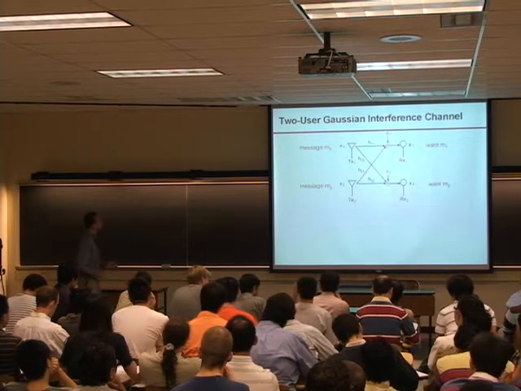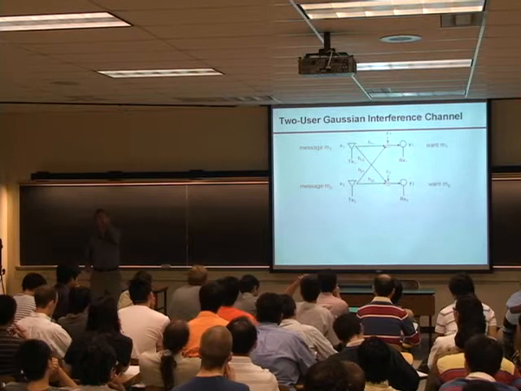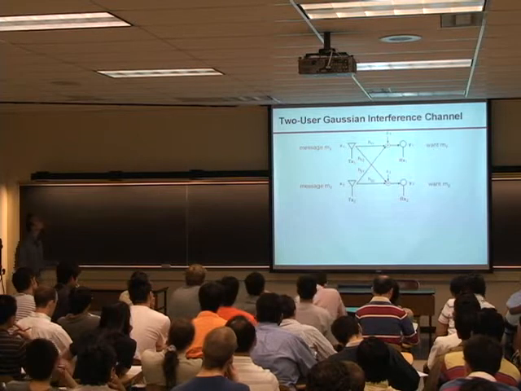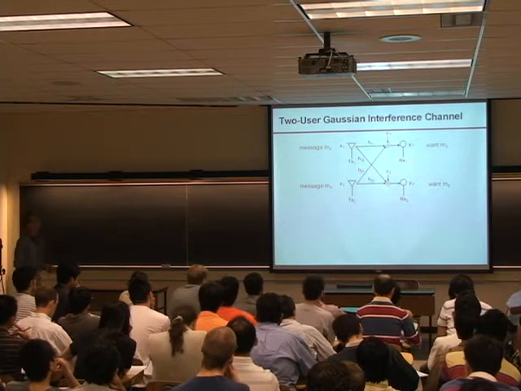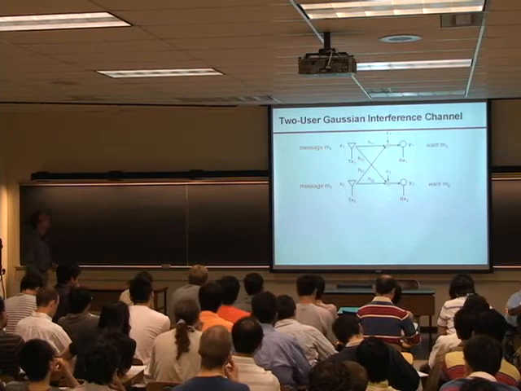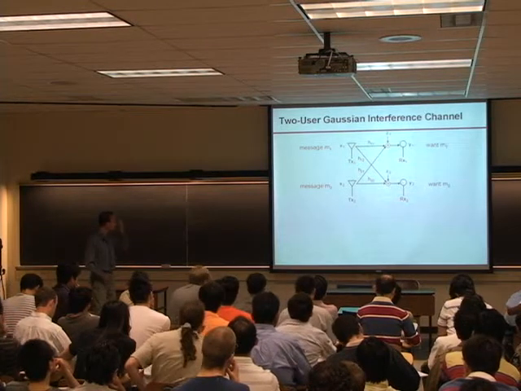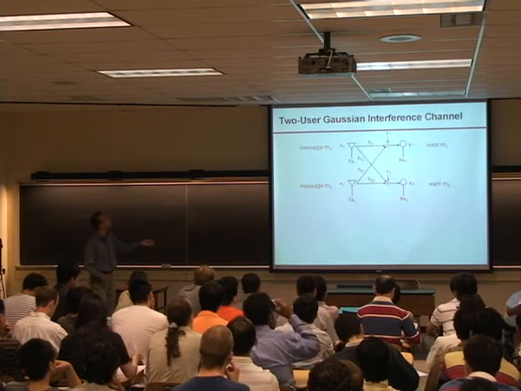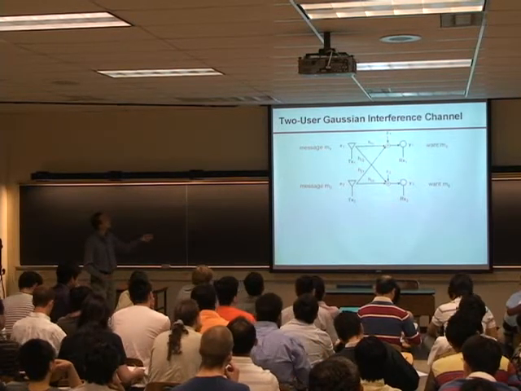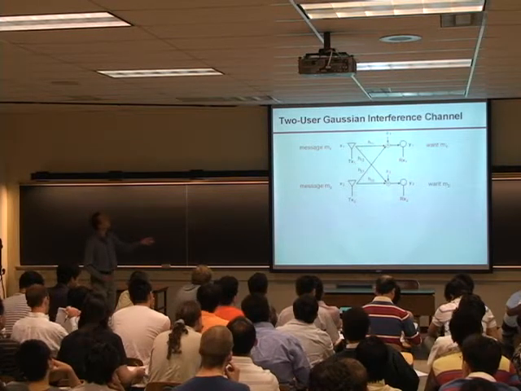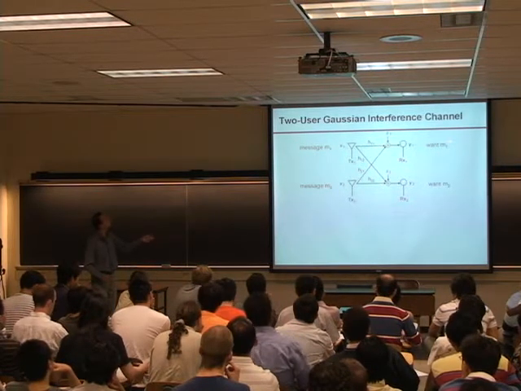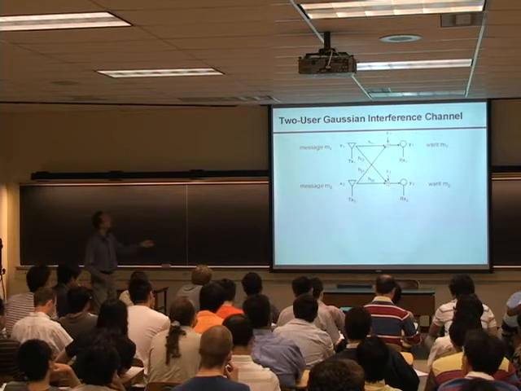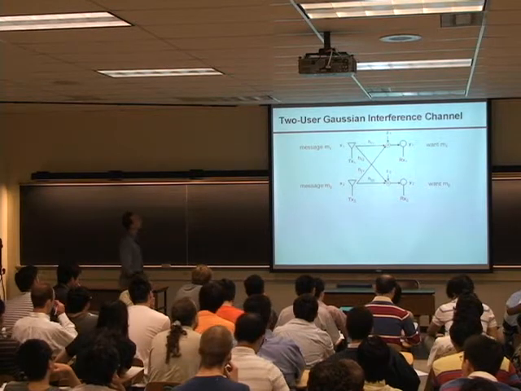And the simplest possible model of capturing this interference problem is the two-user Gaussian interference channel. I said a few words about it already, but let me now be more careful. Here we have transmitter 1, transmitter 2, receiver 1, receiver 2. Transmitter 1 wants to send a message M1 to receiver 1, and receiver 1 wants M1. Similarly, transmitter 2 sends M2, and receiver 2 wants M2.